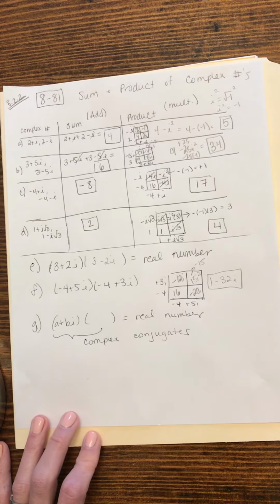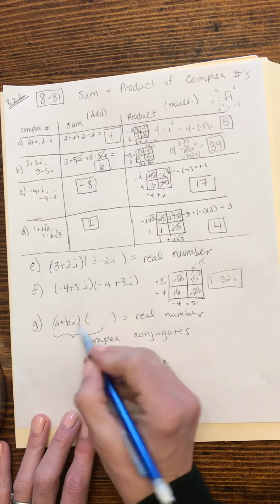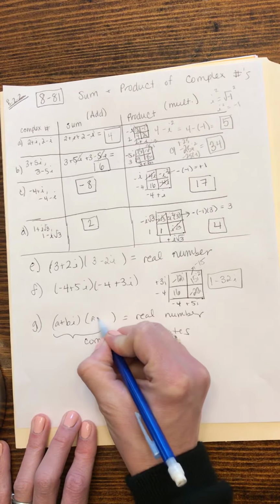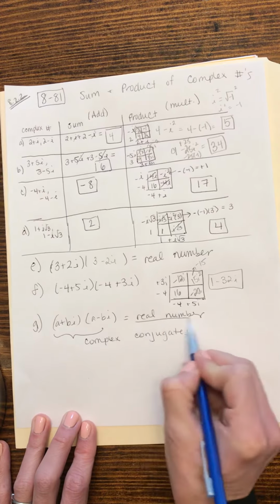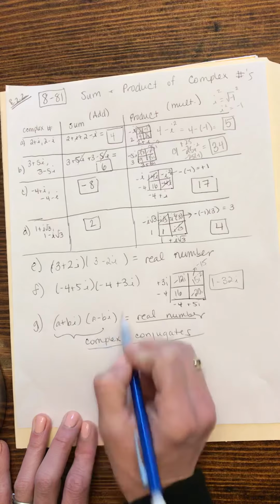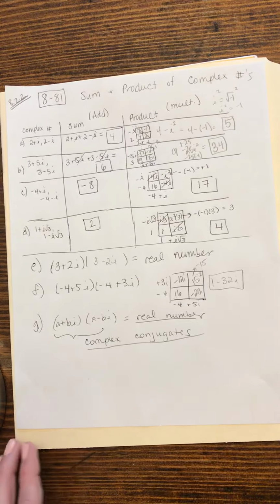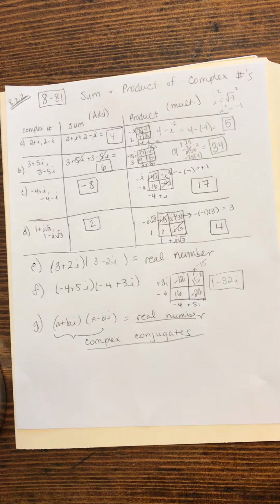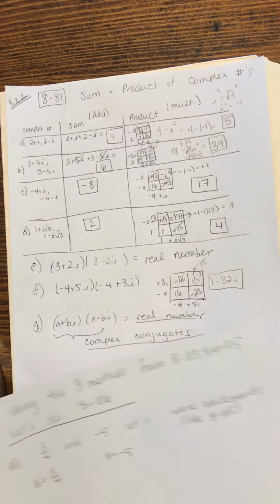So then finally part G says, what complex number can you multiply a plus bi by to get a real number? So a plus bi times a minus bi gives you a real number. And the name of this pair of numbers is called complex conjugates. Now the reason I want to go through this table first is now I want to jump to 8.8.6.